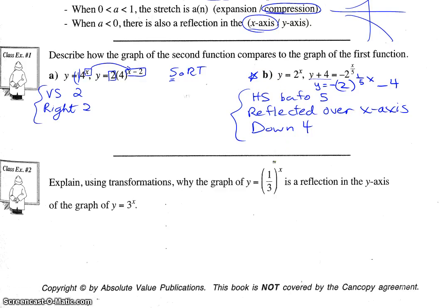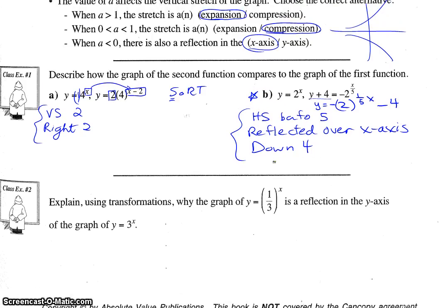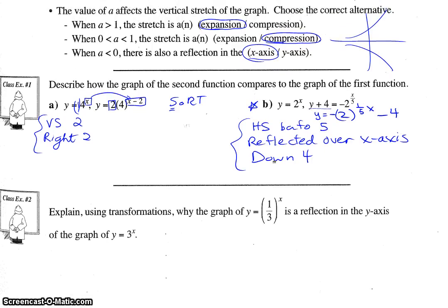Okay, so example 2: explain using transformations why the graph of y equals 1/3 to the x is a reflection in the y-axis of the graph of y equals 3 to the x. Okay, so think about how we could write this differently. Y equals 1/3 to the x. Could I write that as y equals 3 to some exponent? Think 1/3, that's like 1 over 3 to the 1. If we bring that up to the top, we could write that as 3 to the -1, and then the x is still outside the brackets, so then that would become 3 to the -x.